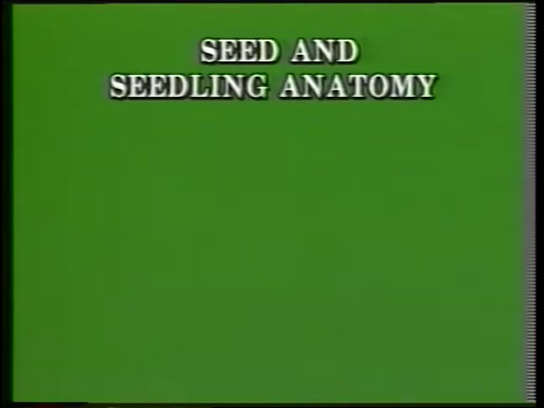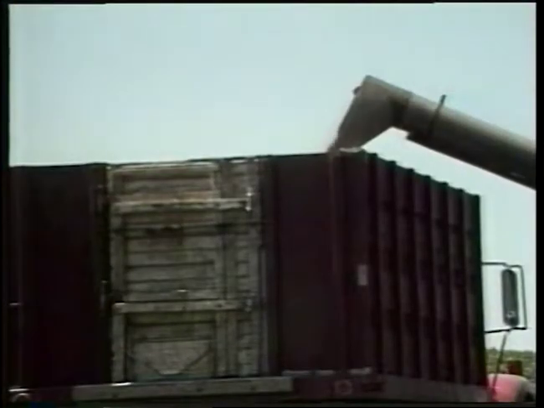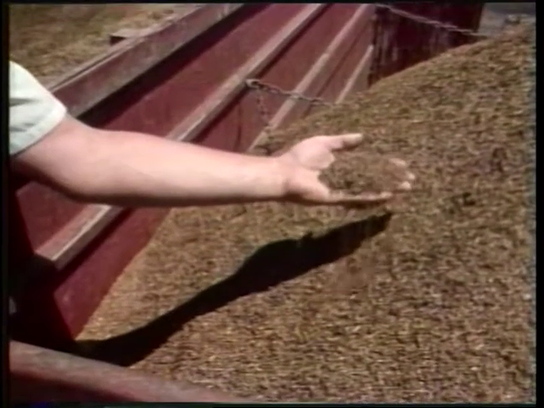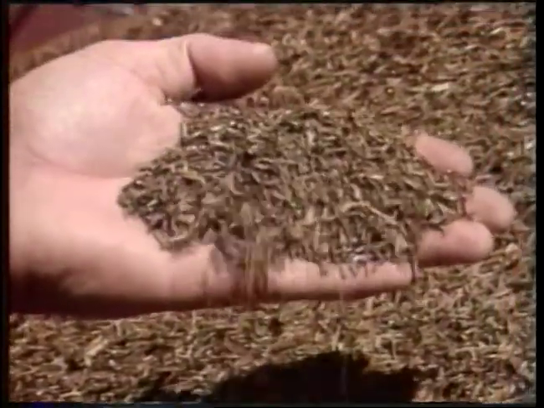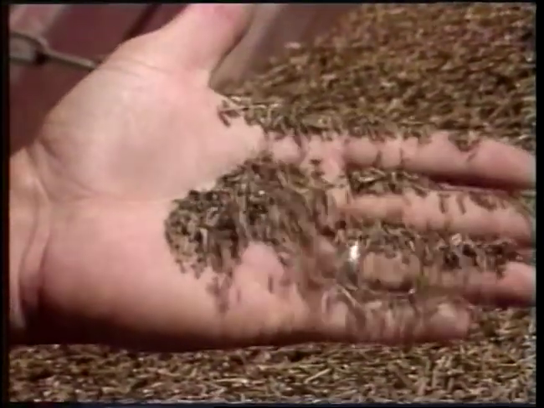Now let's move on to the section on seed and seedling anatomy. After you study this section, you should be able to identify the parts of grass and legume seeds and seedlings and describe the functions of these parts. This is a very important section in crop anatomy. It covers plant parts that will be frequently used when estimating quality of seed and when discussing seedling growth and crop management practices.